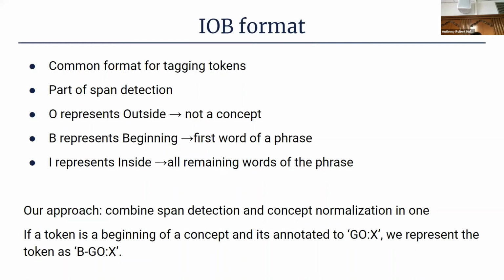So like I said before, automated text curation is generally considered as two steps: span detection and concept normalization, but we have merged them together. If it's the beginning of a concept and it is annotated to Go X, then instead of dividing them into two different tasks, we simply say that it's a B-dash-Go X term.